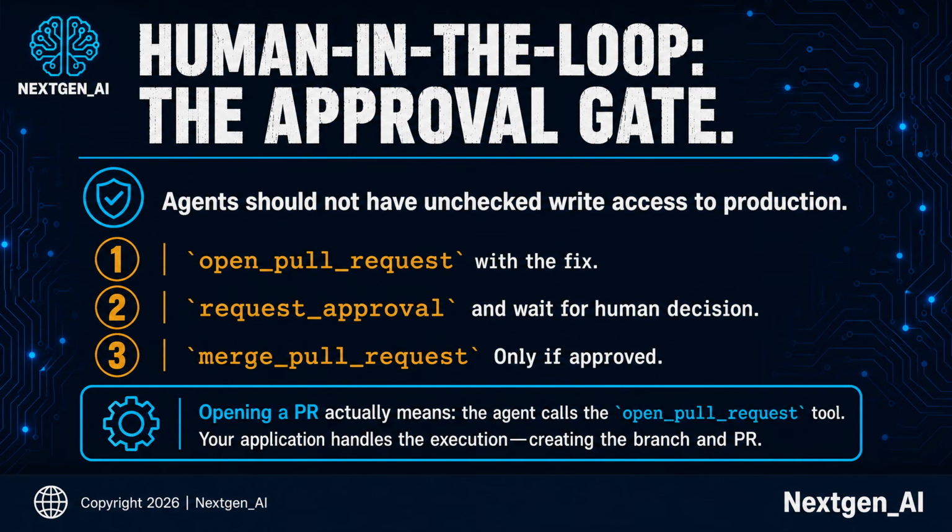A human reviews the pull request and makes a decision. Third, and only if the human approves, the agent calls merge_pull_request. If the human rejects the change, the agent stops and reports. The merge_pull_request tool is never called without a prior approved response from request_approval. This is not a limitation of the system, it is the design. You decide what open_pull_request actually does. Your application handles the execution. The agent just calls the tool.